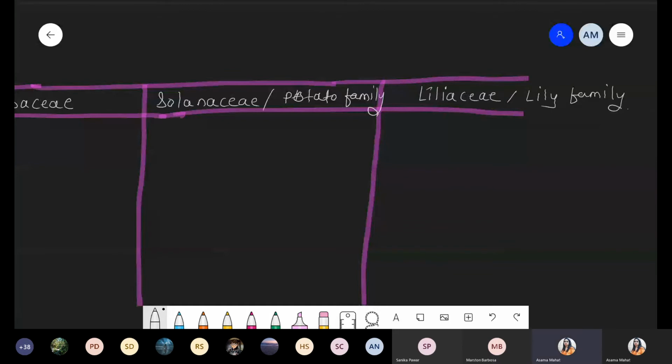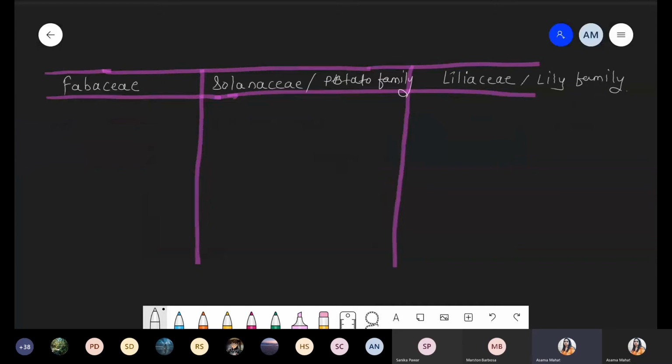So these are the 3 families. For your school examination, only 2 families are included, Solanaceae and the Liliaceae, no Fabaceae family. But NEET में तीनों है, so we are taking all 3 together because only a few minutes are required to explain the Fabaceae. Okay, should I continue?